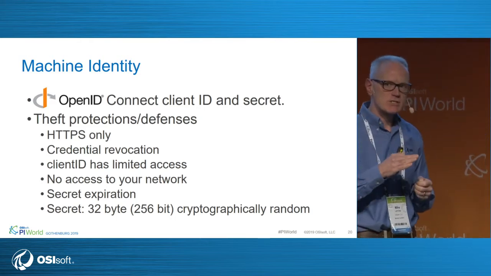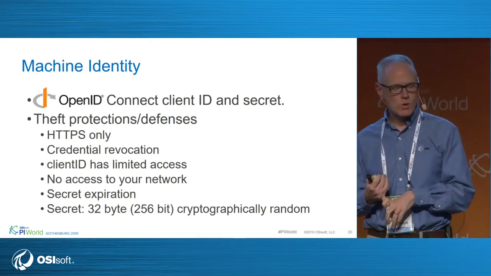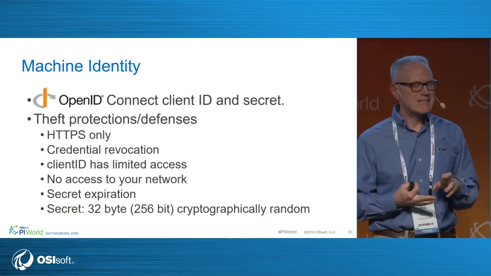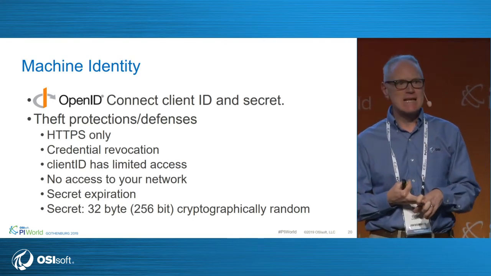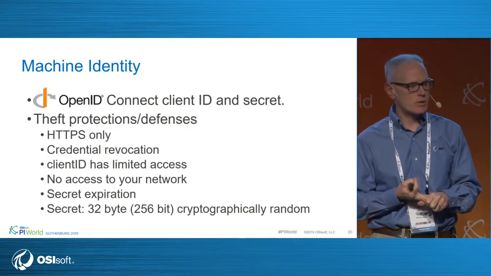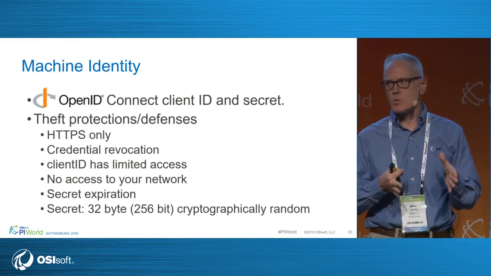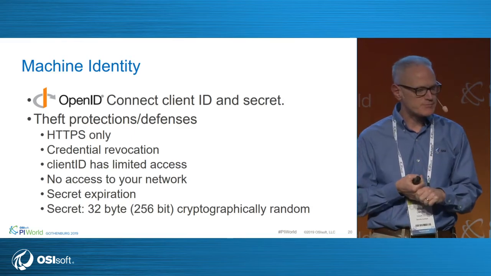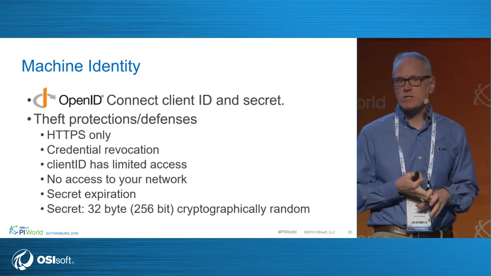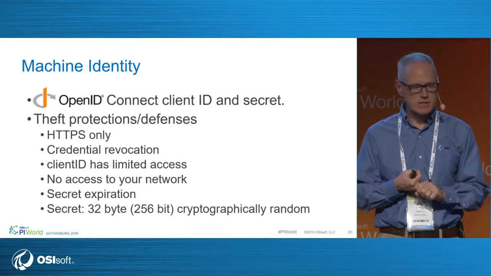And the protections that we offer for that authentication include HTTPS only. You can revoke any of those credentials. The client ID has limited access, and it has no access whatsoever to your network. This is only access to within OCS, and the access for the sensor is limited to what it needs to send data to. Secret expiration, if you want to do secret rotation, we do support the capability of expiring the secrets.